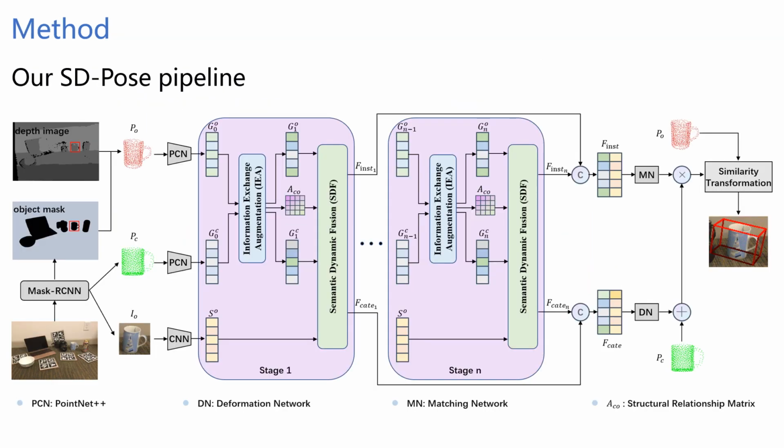Our SD-Pose pipeline is as follows: input an RGBD image, and obtain the corresponding image block, instance point cloud and category prior after offline Mask RCNN processing. Then we obtain the corresponding features through the feature extraction module. Then the IEA module is utilized to supplement geometry features. After that, an SDF module is employed to fuse semantic and geometry features. By stacking multiple IEA and SDF modules, the final instance and category features are generated. Next, we reconstruct the instance NOCS model and establish the correspondence between the observed points and the NOCS model. Finally, the 6D pose is recovered by estimating a similarity transformation.